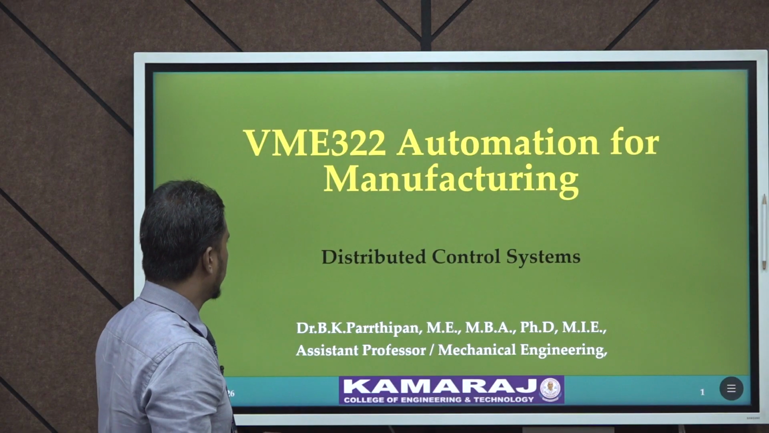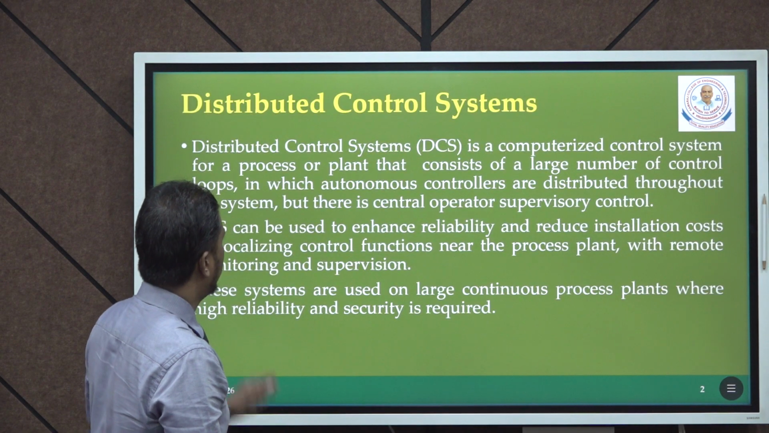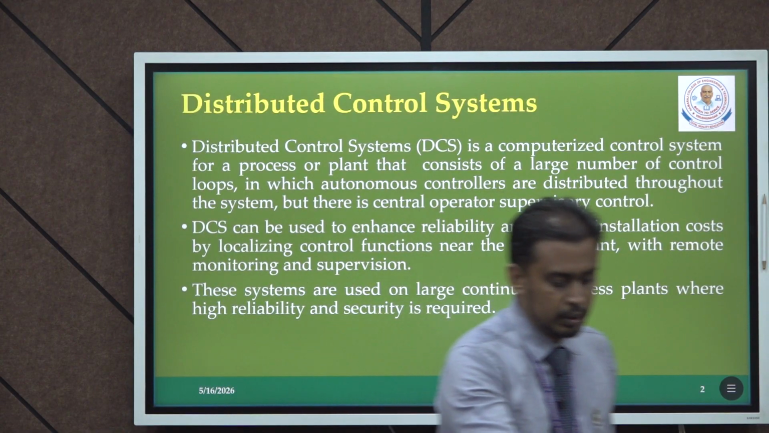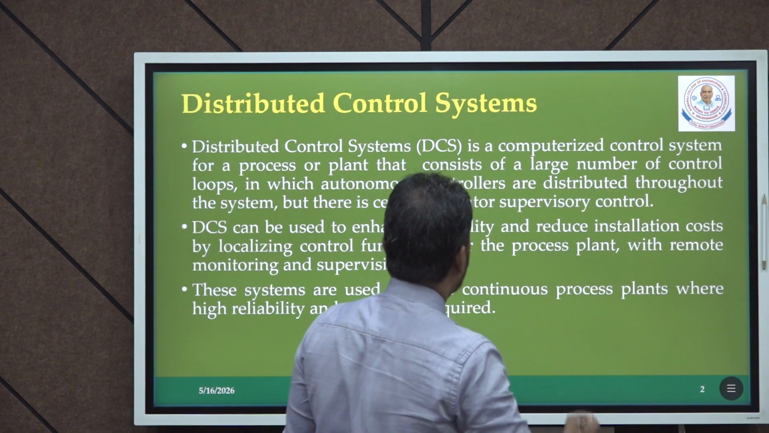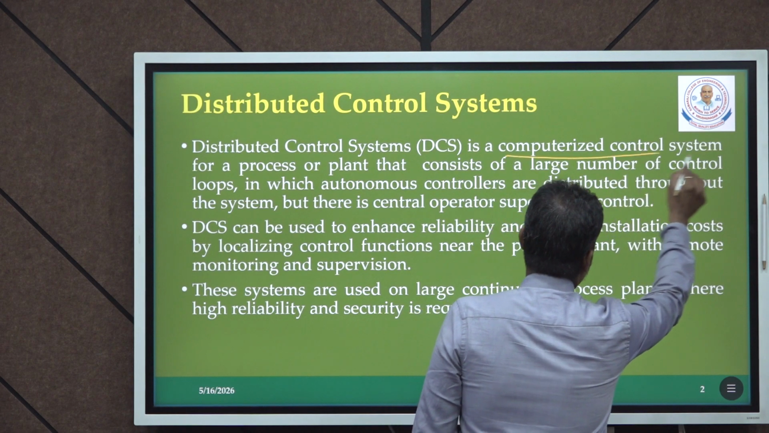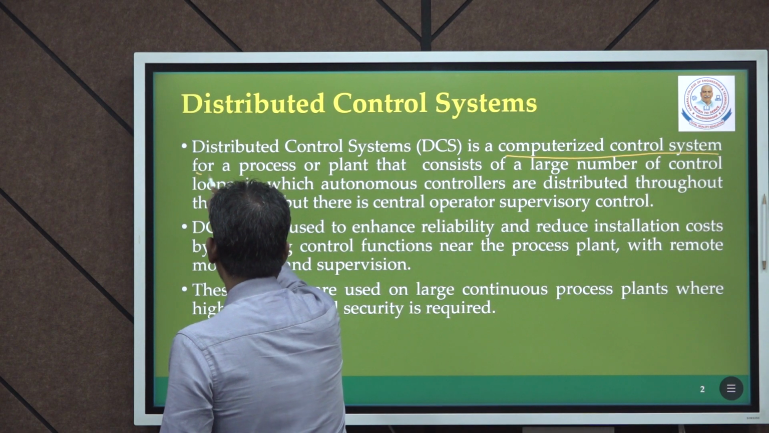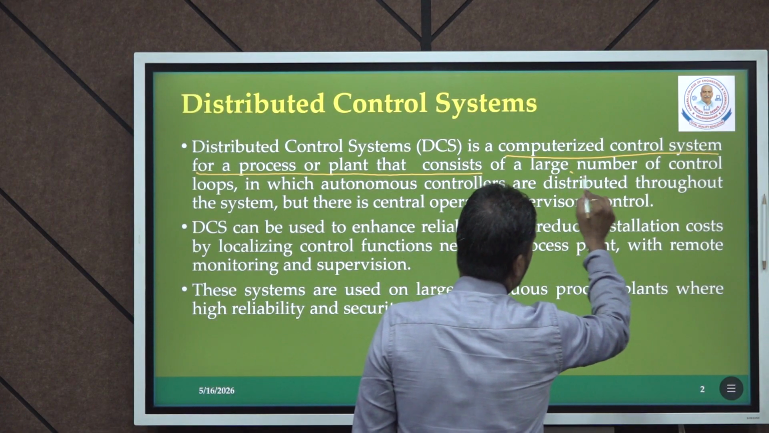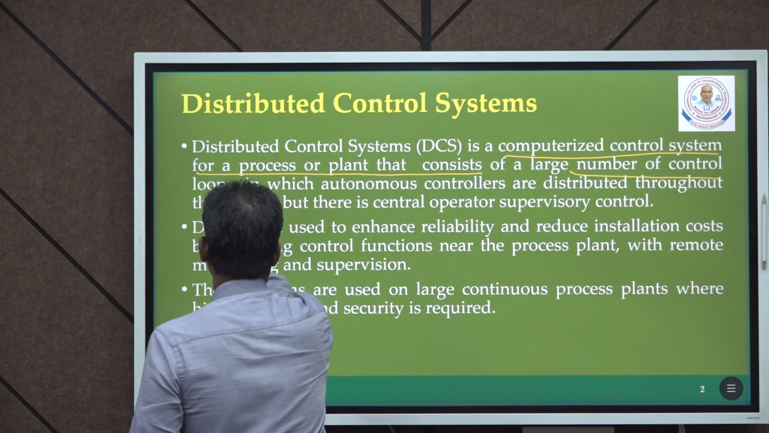First of all, we have to know the definition of a distributed control system. A distributed control system represents a computerized control system which is used in a plant that has a various number of control loops.